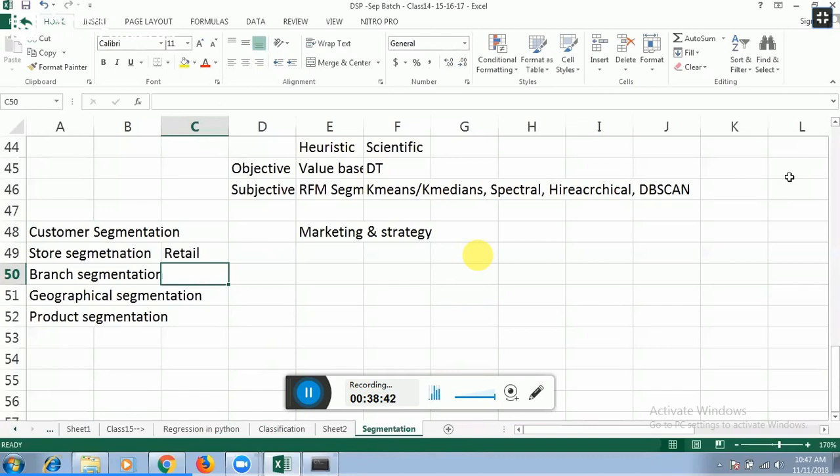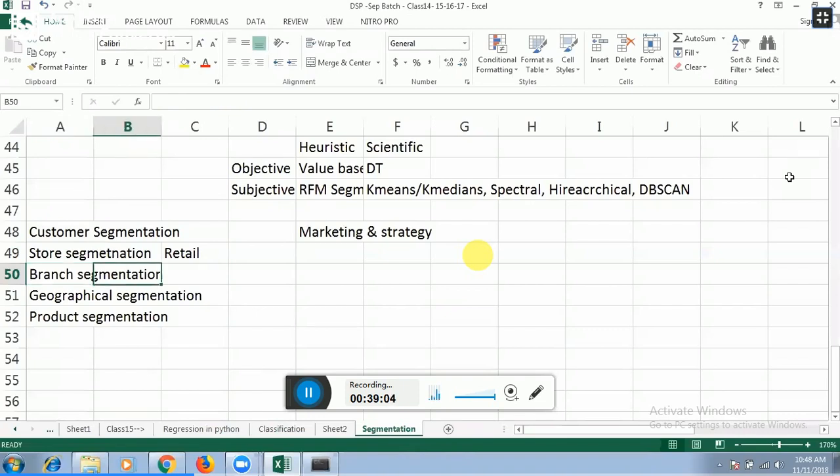So based on certain aspects, you want to segment them so that you can manage your inventory, your supply chain, your store timings, and a lot of other things based on the segmentation. And branch segmentation, for example, is very common in banking or any kind of branches if they have a distribution network, etc.